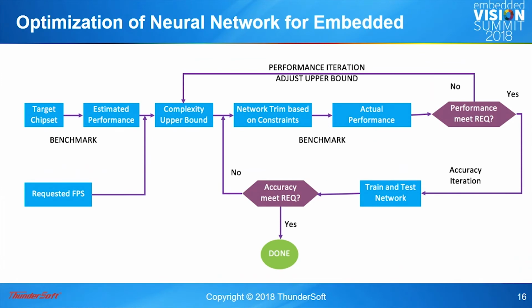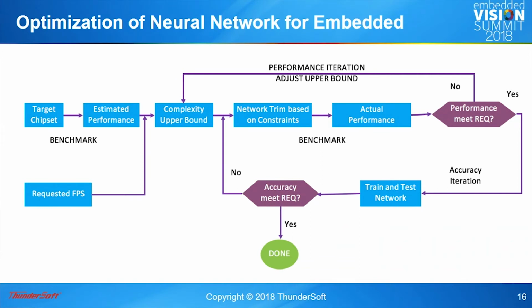So let's look at how we typically put it on the embedded environment. First, you have to understand what your target chipset is, what the estimated performance is, and what computing power you have. Then you have to set a complexity upper bound. In that case, you start to train your network based on those constraints, because you don't have enough computing power. It's not on the cloud. It's not a big server. It's a very, very small embedded chipset. In that case, you already achieve the actual performance or FPS, whatever other KPI you're going to achieve.